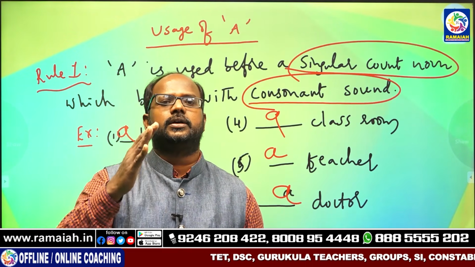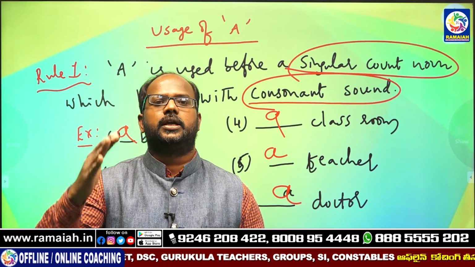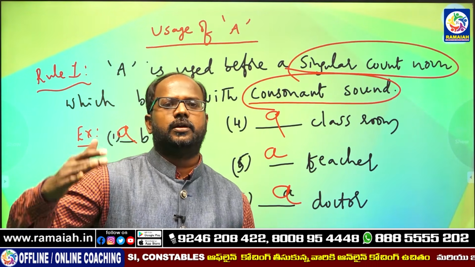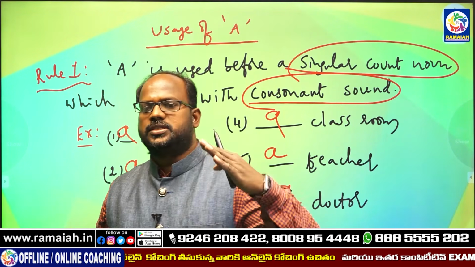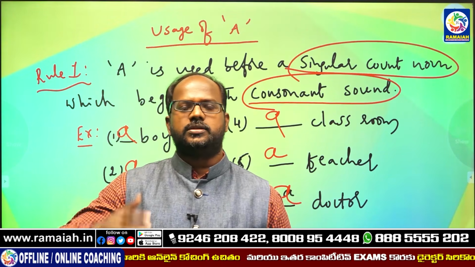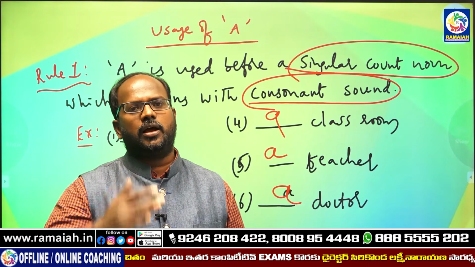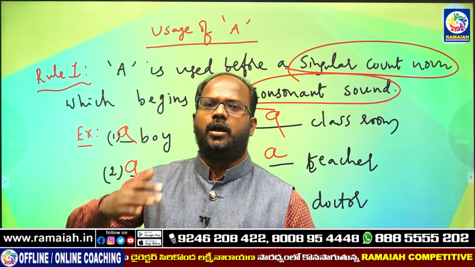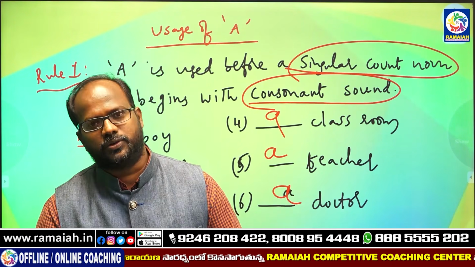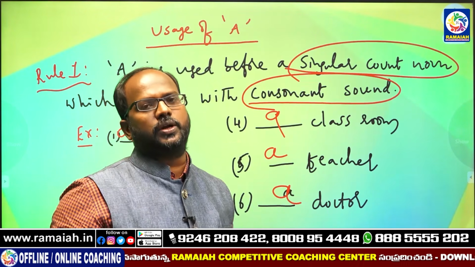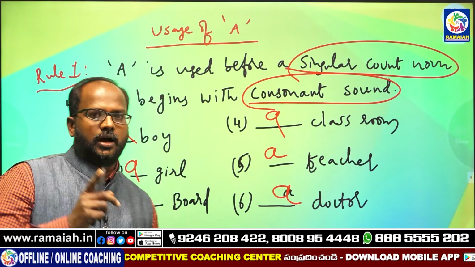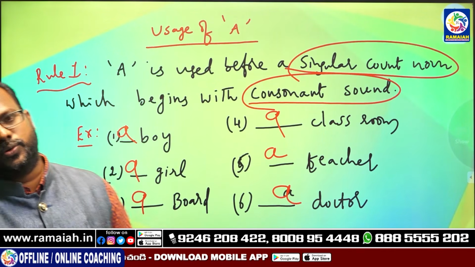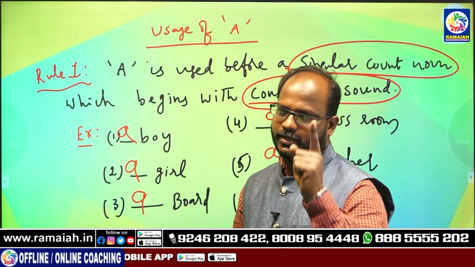P, T, K, B, D, G, F, V, T, D, L, R, S, Sh, Ch, J, J, Z, Ma, Na, Ing, Ya, Va, Ha. These are 24 consonant sounds in English. Before these 24 consonant sounds, we use article A. This is the fundamental rule, the basic rule in the usage of article A.